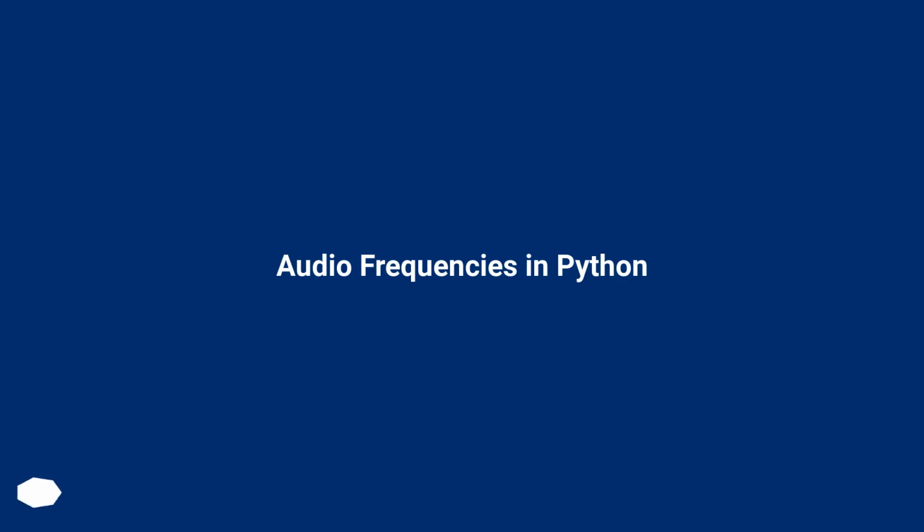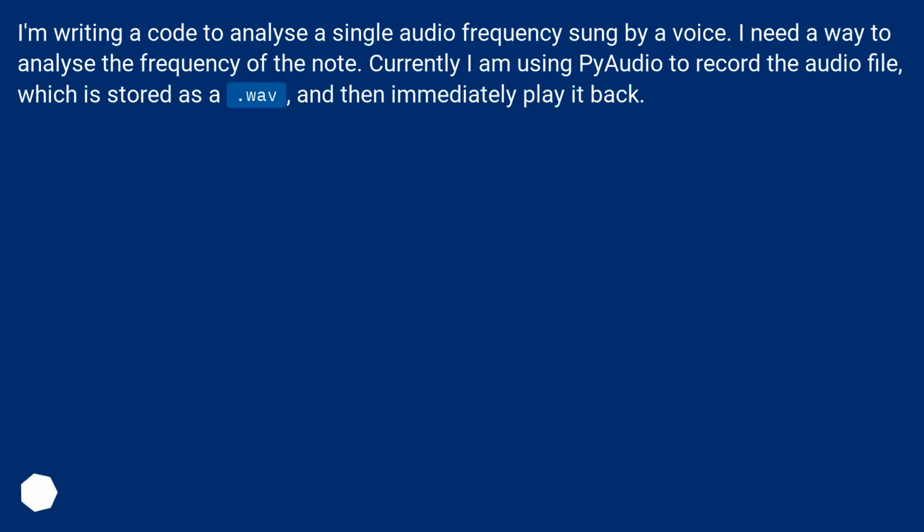Audio frequencies in Python. I'm writing a code to analyze a single audio frequency sung by a voice. I need a way to analyze the frequency of the note. Currently I am using pyaudio to record the audio file, which is stored as a .wav, and then immediately play it back.